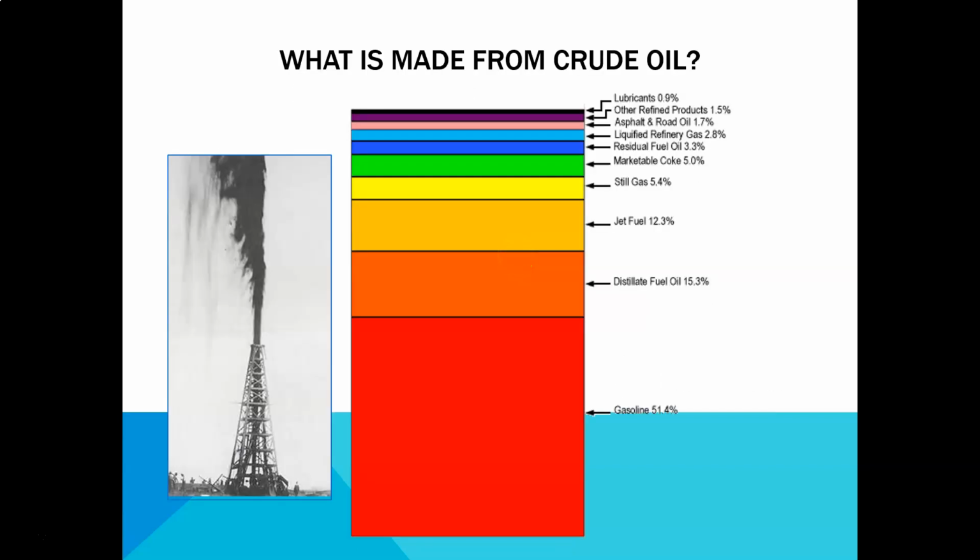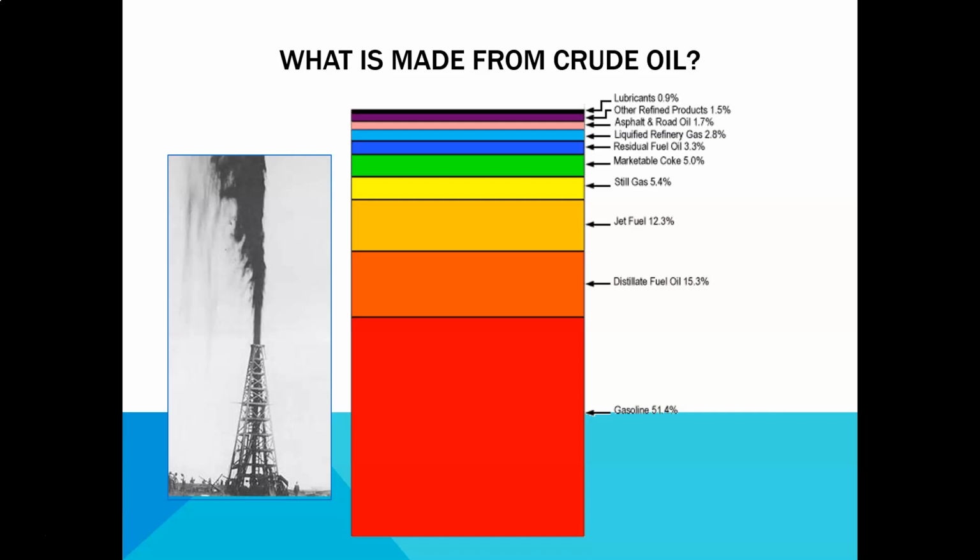Right. Where does it come from? It shoots out of the ground, and all kinds of stuff comes from it. So you can see that more than half of it becomes gasoline. Distillate fuel oil is 15.3%. It's next level up. Jet fuel at 12.3. Still gas, which makes you think of moonshine, 5.4. Marketable coke. It's not what you think, so get your mind out of the gutter.